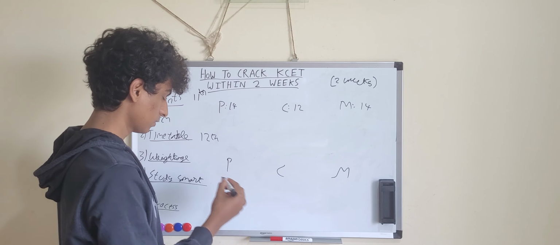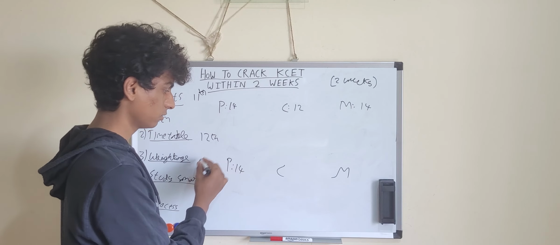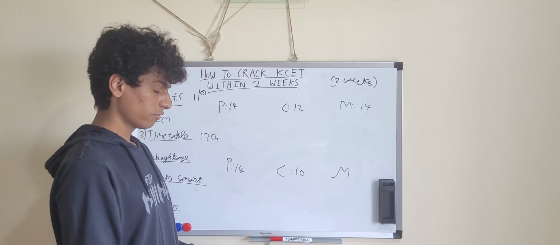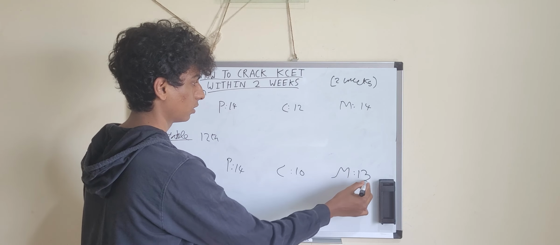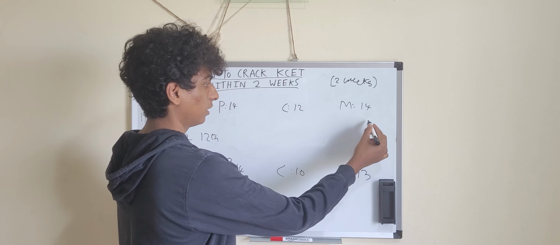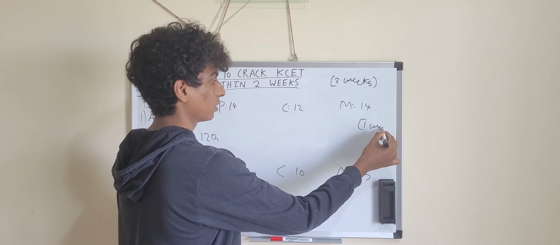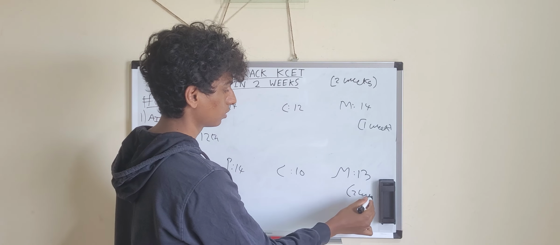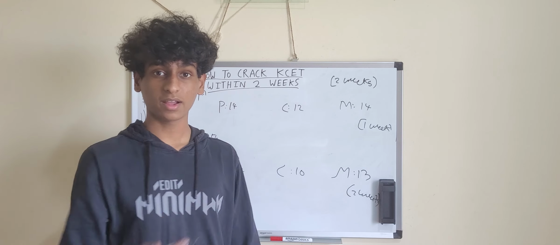For physics, we have 14 chapters in 12th. Chemistry, we have 10. And for maths, we have 13. This is the whole syllabus. Ideally, you should complete 11th within 1 week and 12th within 2 weeks. What? Math isn't mathing, right?